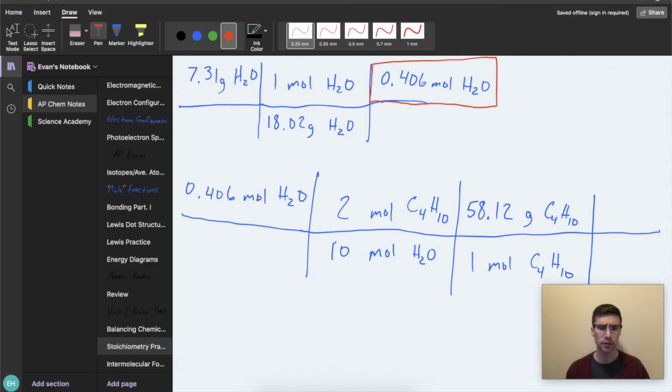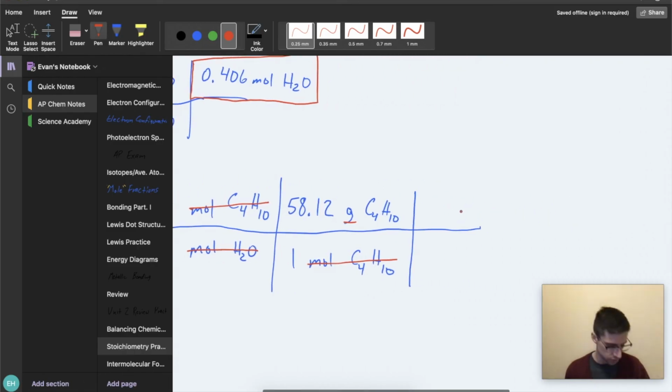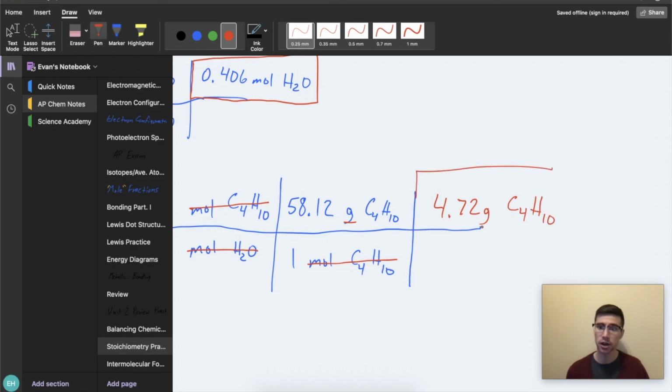Now, did I do this correctly? Well, moles of water are going to cancel out with moles of water. Moles of butane are going to cancel out with moles of butane, so the only thing I'm left with is grams, which is perfect. And again, if you do this multiplication across and divide by that last 10 down there, you should get about 4.72 grams of butane. So this is actually our answer.